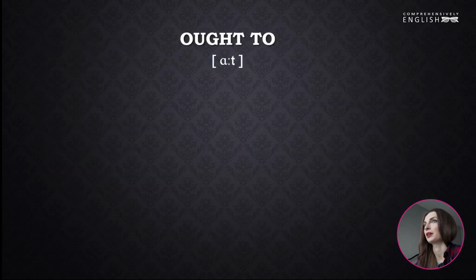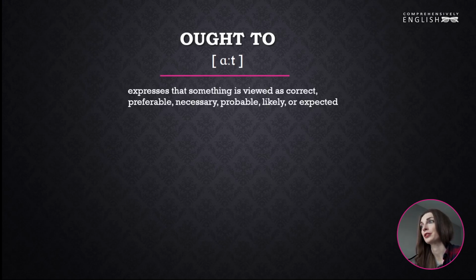Ought to is the last semi-modal that we will talk about today. We read this combination of letters as ought to. As usual, GH are not read before the letter T. Ought to expresses that something is viewed as correct, preferable, necessary, probable, likely, or expected. Actually, these are all the things that should can express. So should is a synonym of ought to, but should is a modal verb, while ought to is a semi-modal.